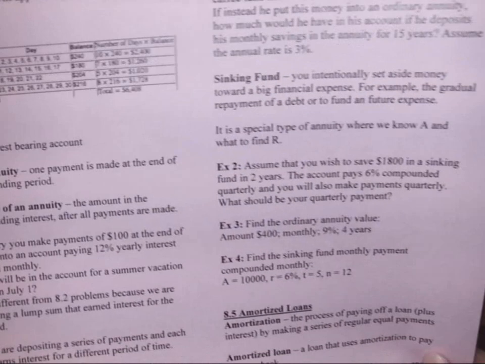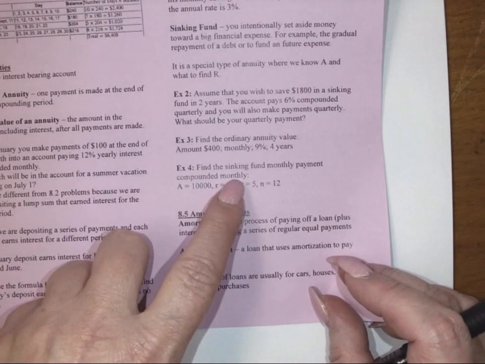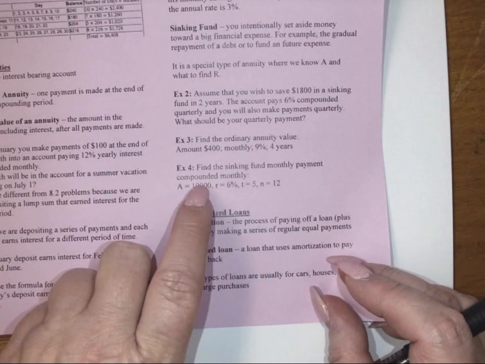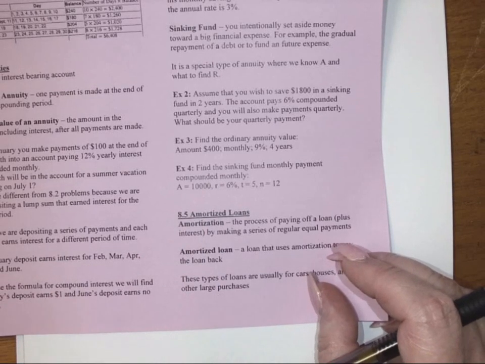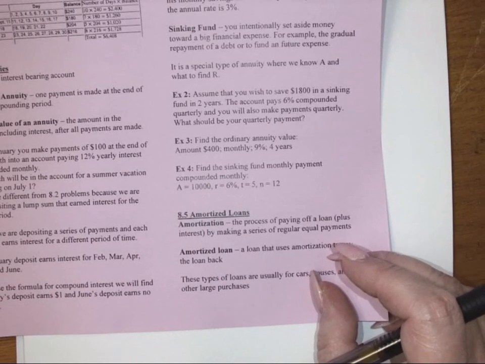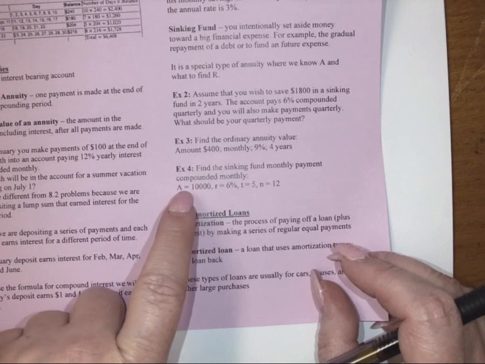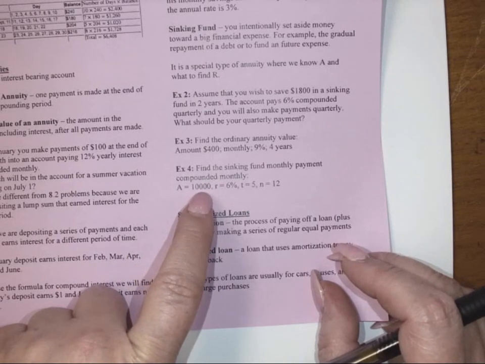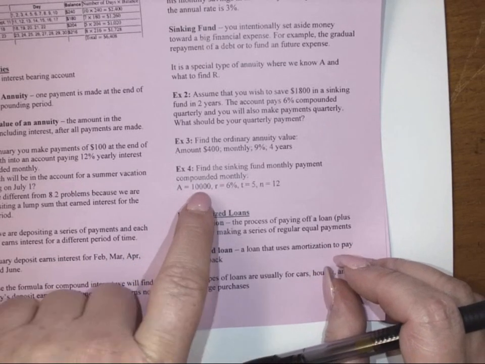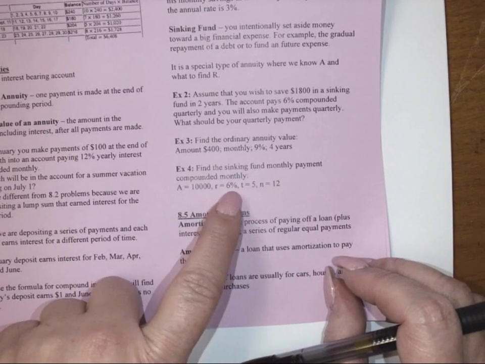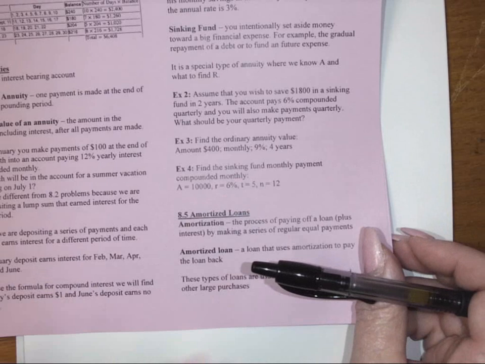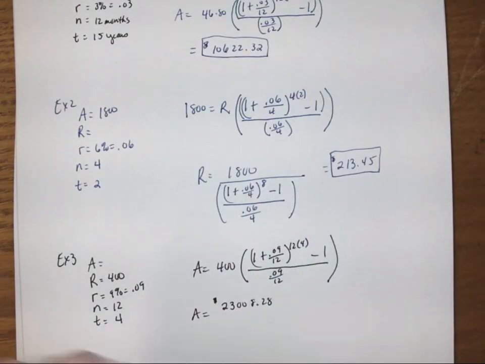And on example 4, find the sinking fund monthly payment compounded monthly. So again, you can do this one on your own and then see if you can figure it out. So here we are given A is equal to 10,000. That's going to be the accumulated value. We are looking for the monthly payment, so we're looking for big R. Little r is 6%, T is equal to 5, and N equals 12.